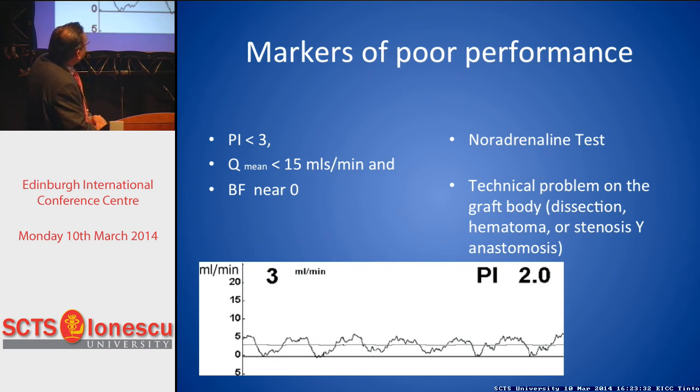Another marker of poor performance will be a combination of a low pulsatility index but associated with a low mean flow value and a backward flow near zero. In this particular tracing, as you can see, the backward flow is not existent or near zero. If in these cases the noradrenaline test shows that the mean flow does not increase, it is a sure shot indicator of technical problems with the body of the graft. There could be a dissection, hematoma, or stenosis of the Y graft.